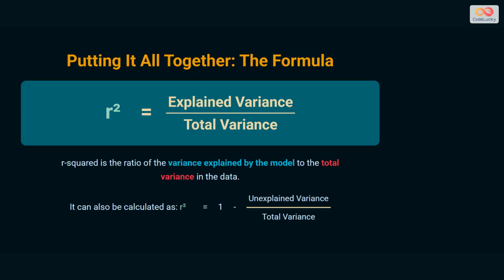Now we can bring it all together. The R-squared value is calculated by dividing the explained variance by the total variance. In other words, it's the proportion of the total variation that is successfully explained by our model. Another way to calculate it is 1 minus the ratio of unexplained variance to total variance, which gives the exact same result.